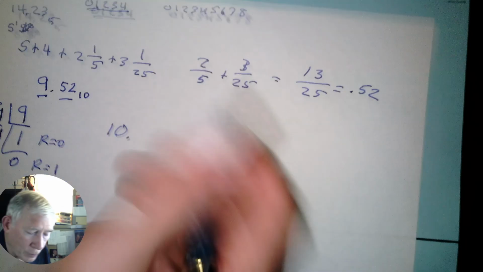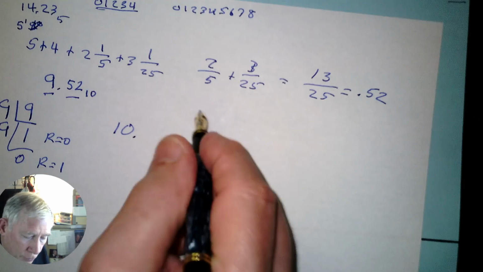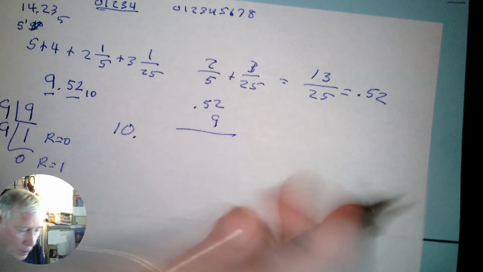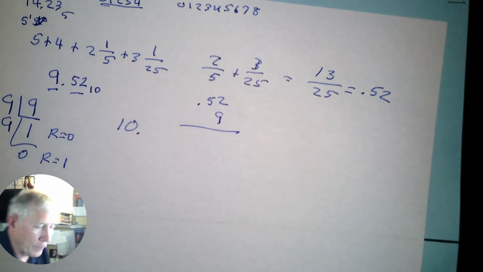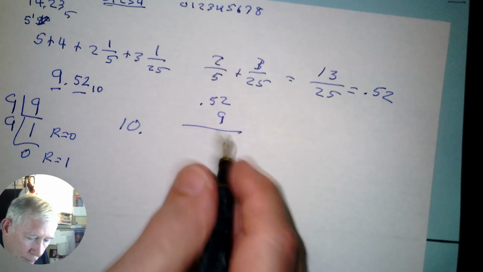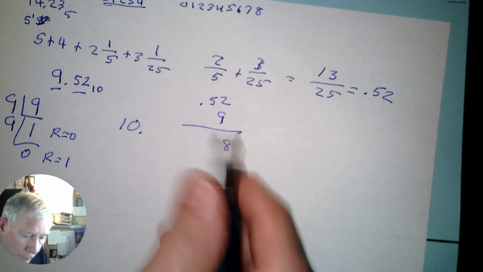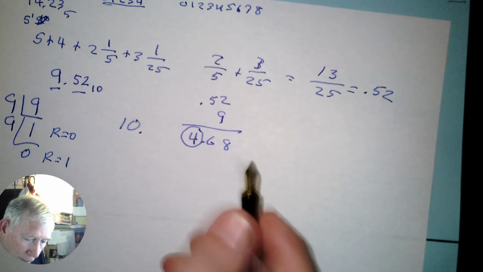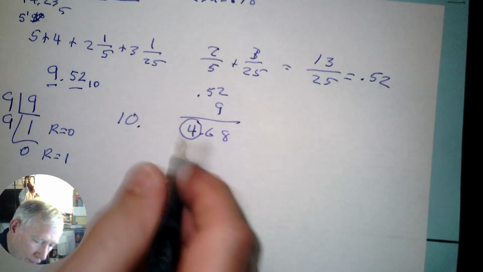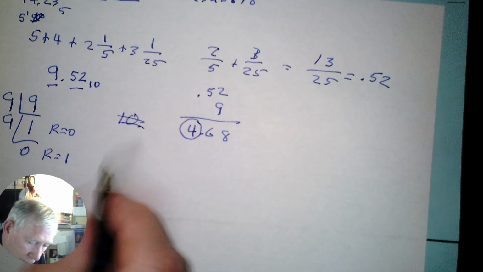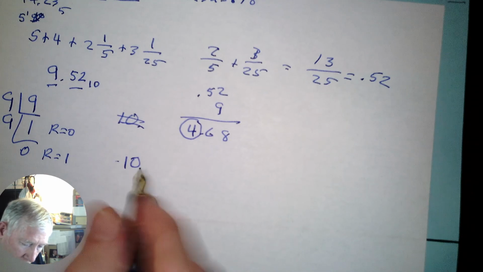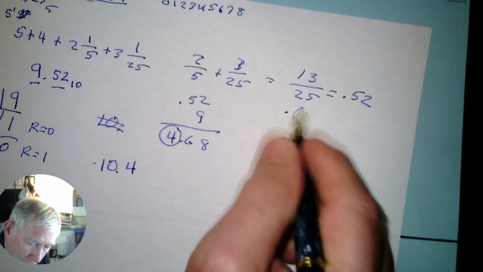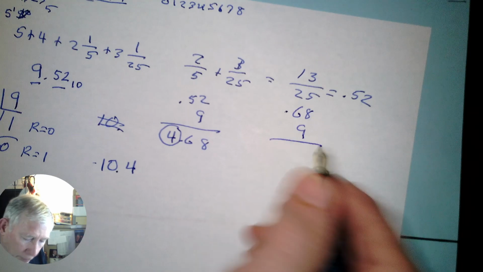Now we have to do the fractional portion. To do that, we take the fractional portion and multiply by the base. So 0.52 times 9. 9 times 2 is 18, carry 1. 9 times 5 is 45, and 1 is 46. So 4.68. We take this 4 and add it to our 10. So let me write this down: 10 point 4. And then we work on the 0.68. We multiply that by 9, and we'll get our next digit.